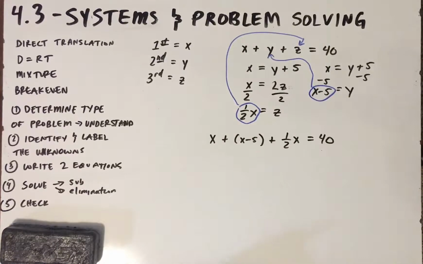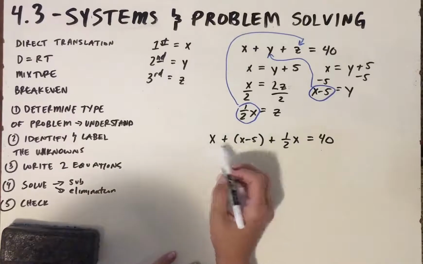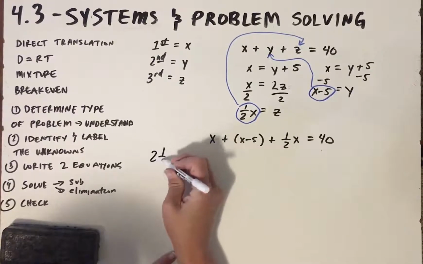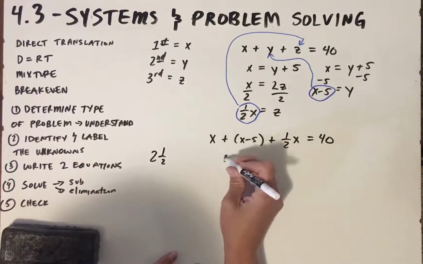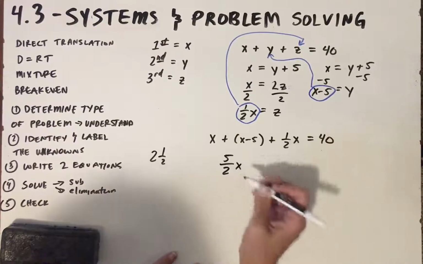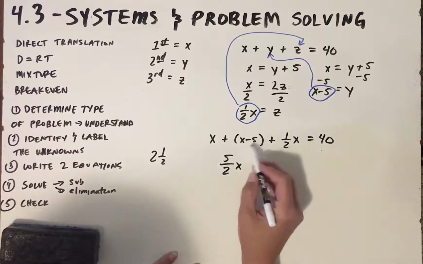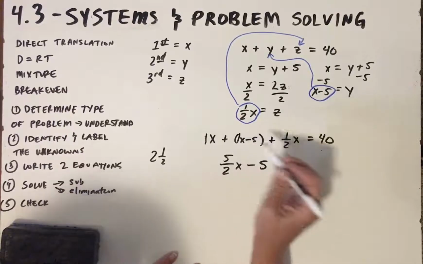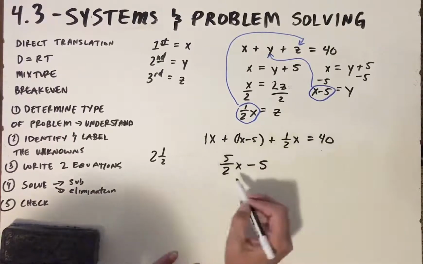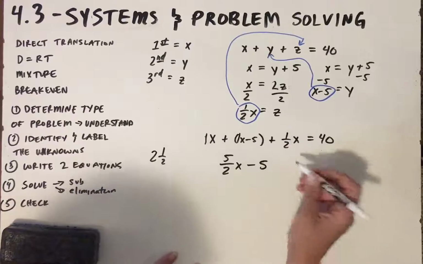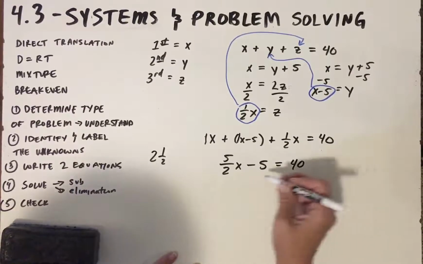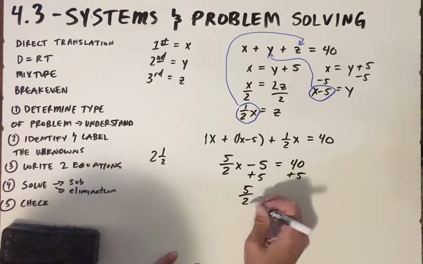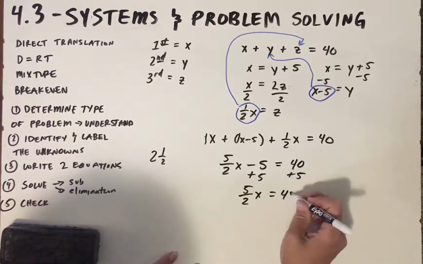Okay, and so I would get 1x, 2x, 2.5x. Well, 2.5x is really 5/2 x. So we're going to say we have 5/2 x, and then just this minus 5 over here. So again, I've got 1x, 2x, and 1/2. 2.5 x's is 5/2 x, and then this minus 5. And that's going to be equal to 40. I'm going to add 5 to both sides and get that 5/2 x is going to be equal to 45.